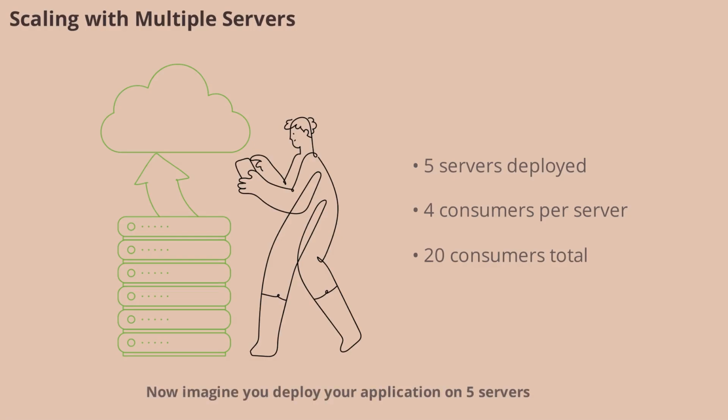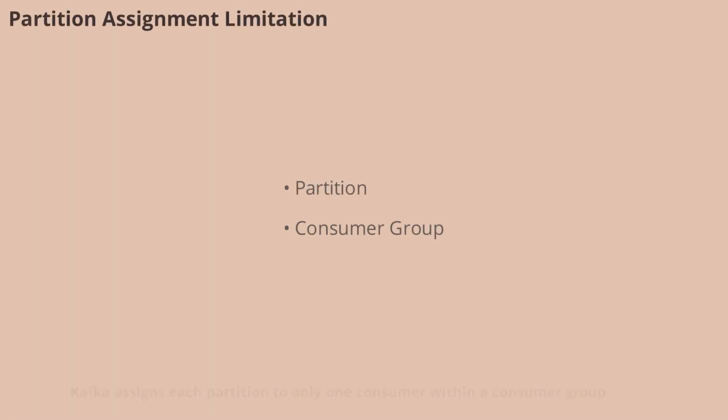Now, imagine you deploy your application on 5 servers, each with a concurrency of 4. That gives you a total of 20 consumers across your system. This setup can dramatically increase your processing power, but there's an important caveat to keep in mind. Kafka assigns each partition to only one consumer within a consumer group. If your topic has just 10 partitions, only 10 consumers can actively process messages at any time. The remaining 10 consumers will stay idle, waiting for their turn. This means adding more consumers doesn't always lead to higher throughput unless you also increase the number of partitions.